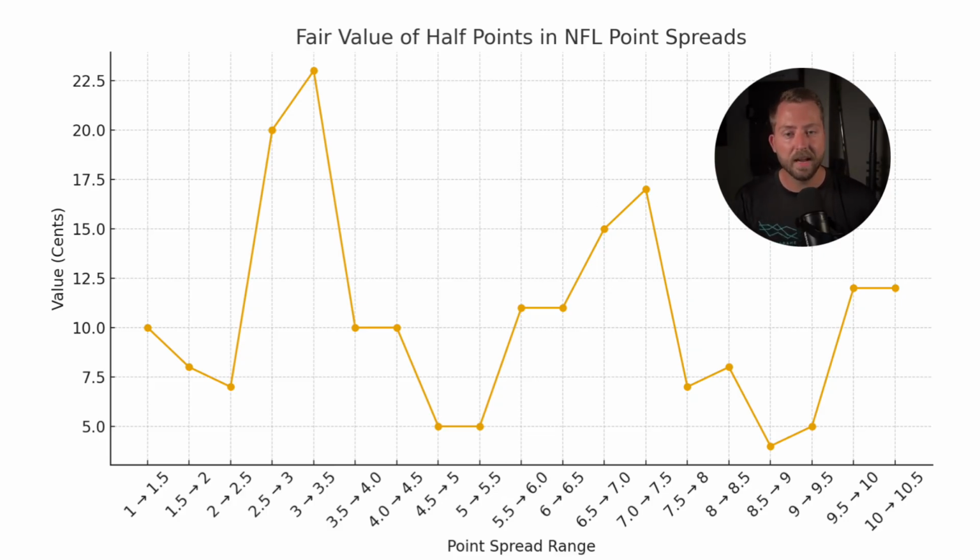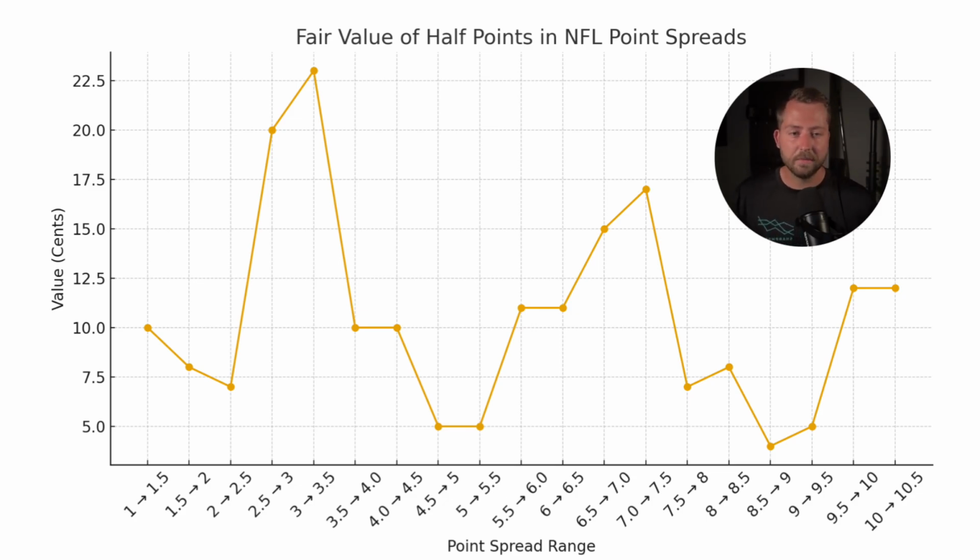Now, on the flip side of this, if you have a game that is projected to have 35 total points scored and you are getting an extra point or a half a point, then this value is going to be worth a lot more. There's not going to be that many points in this game scored, so every point that is scored is going to be worth a little bit more.